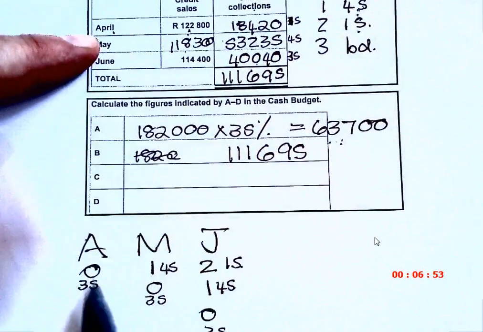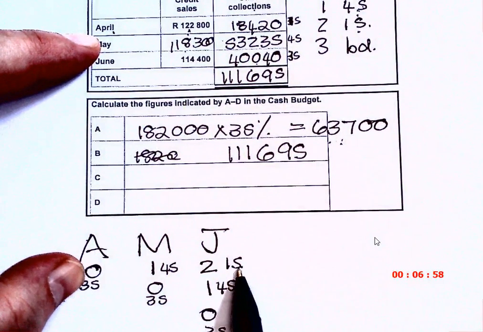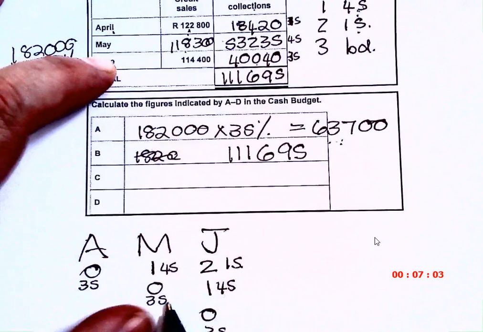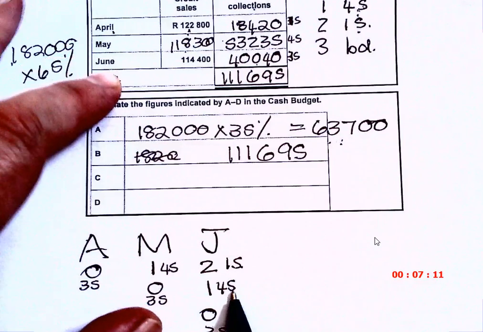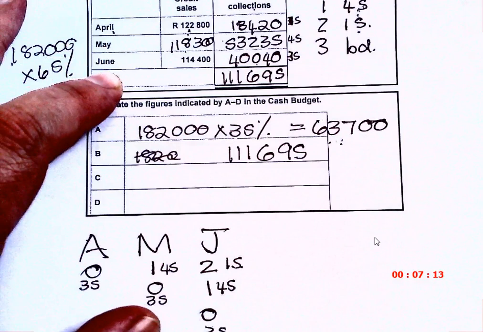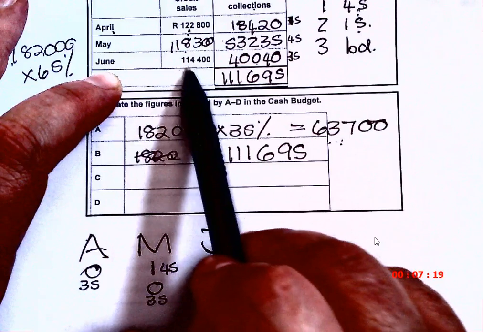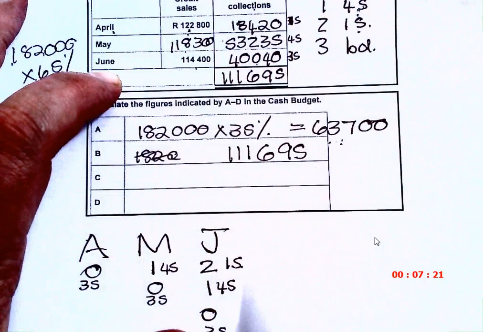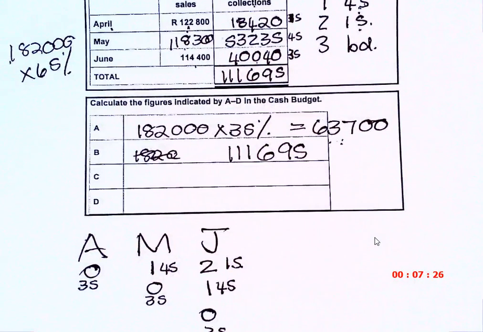So for the transactions in April, we'll receive 15% of that in June. You with me? The transactions in May, we'll receive 45% in June. So the transactions in June itself, I'll receive 35%. So if I say 114,400 times 35%, it gives me 40,040. Did I answer? Okay. Any other question?